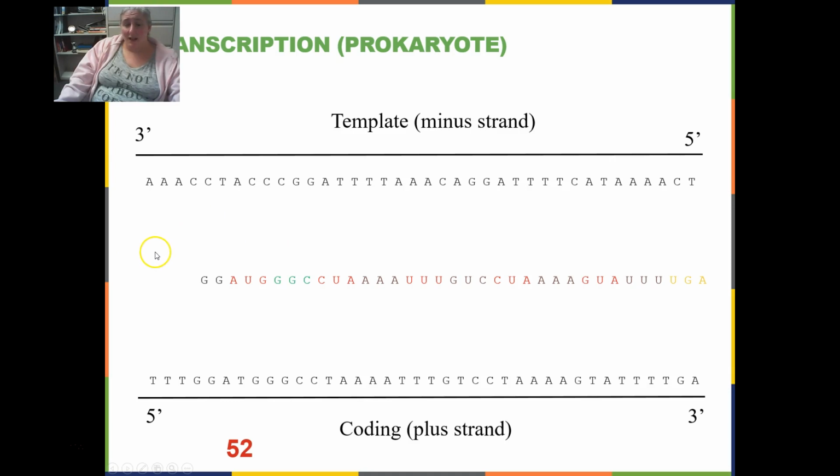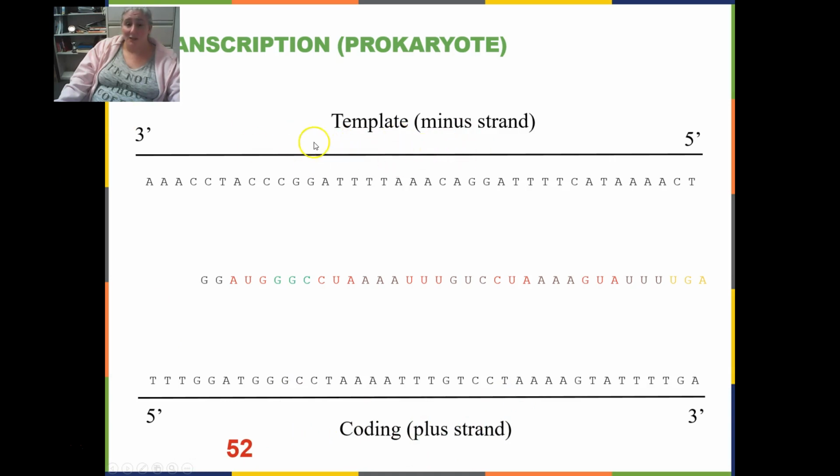Transcription occurs in a 3' to 5' direction. So you are always adding to that 3' end and producing in a 5' to 3' direction. And so either strand of DNA can be the strand that codes for a protein. In this case, this is our coding strand, and this is our template strand.